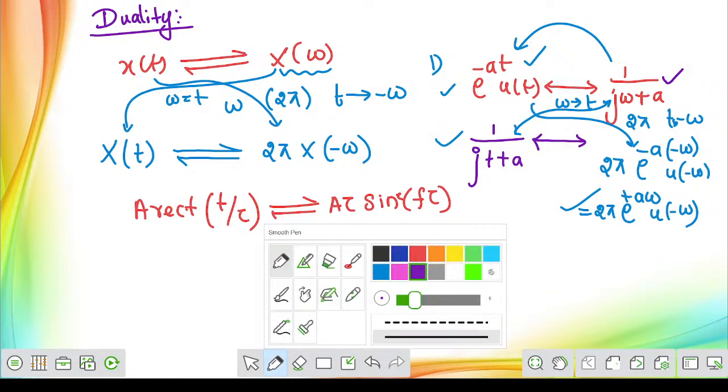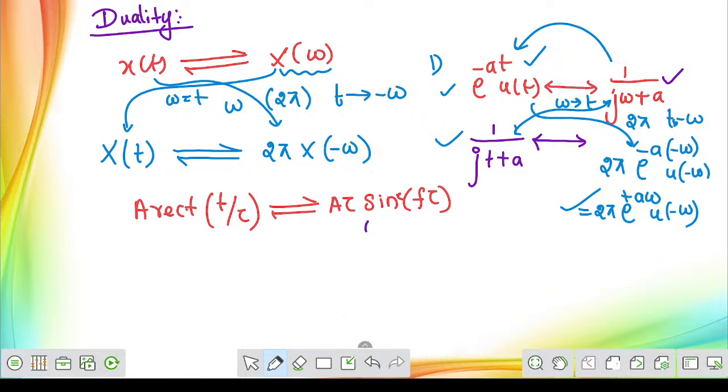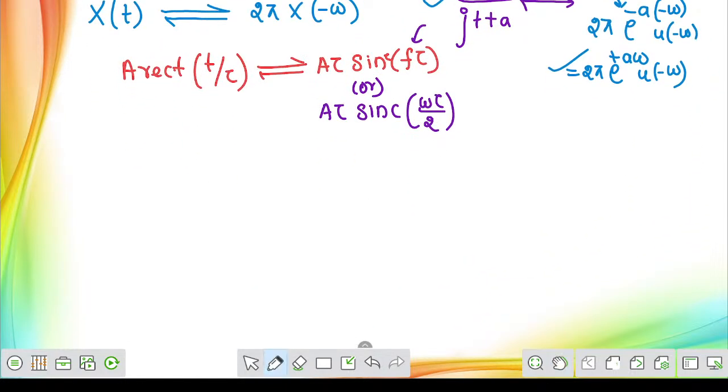If we apply the transform property, I will tell you one more thing. This is written in terms of f, sir. We were writing our properties in the omega domain, so I will tell you how to write it in the f domain, but I will be writing in the omega domain. So in terms of omega, this can be written as sinc of omega tau by 2. Yes, absolutely we can write it. Or else you can also write it another way: A tau into sinc of omega tau by 2 pi. So you must observe your options. Based on the options, you can choose the correct answer.